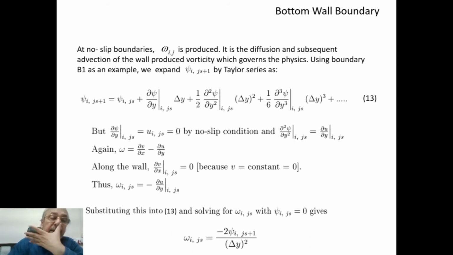That physical discussion may pertain to viscous flow theory or basic fluid mechanics. I have just mentioned it, but we utilize that physics. At no slip boundaries, omega ij is produced. It is a diffusion and subsequent advection of the wall produced vorticity which governs the physics. So how this vorticity is diffused and convected governs the physical situation.